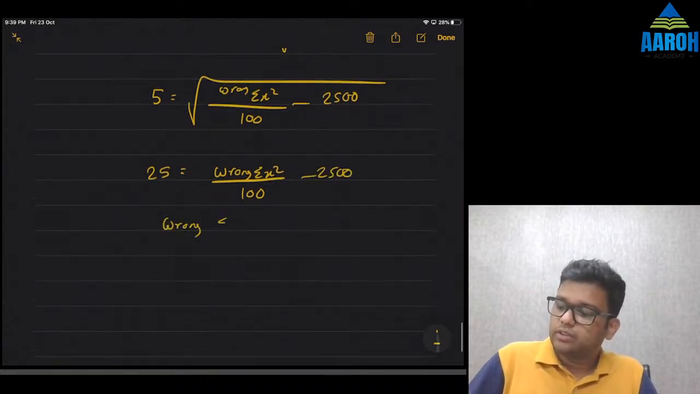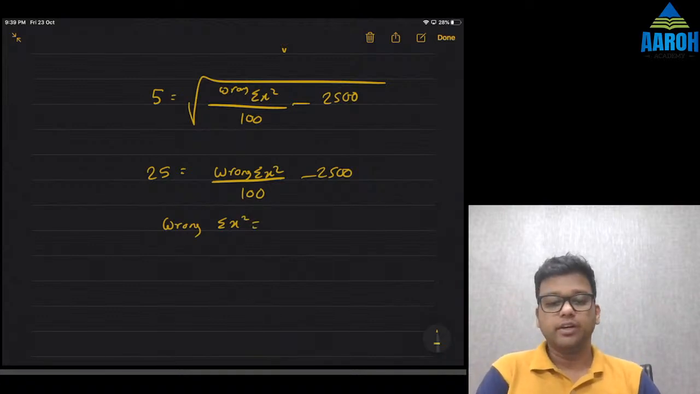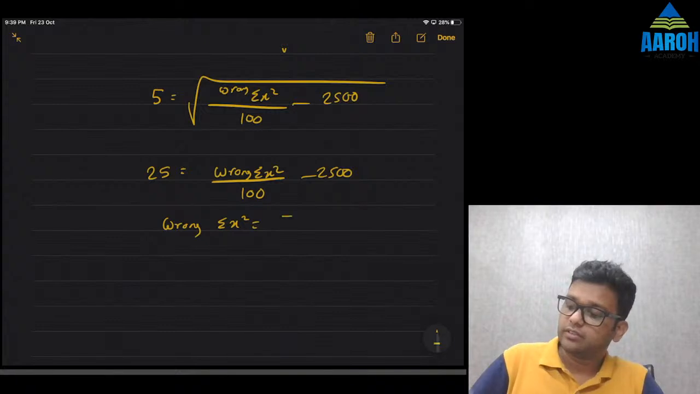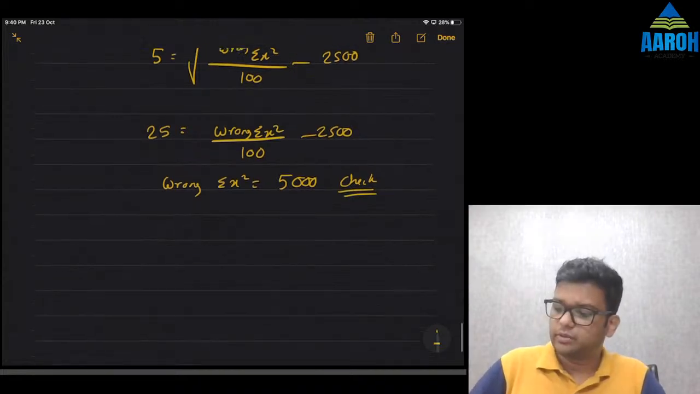From this we can get wrong summation x square easily. How much will it be? 25 into 100 plus 2500, 5000. Check. 5000 will be wrong summation x square.